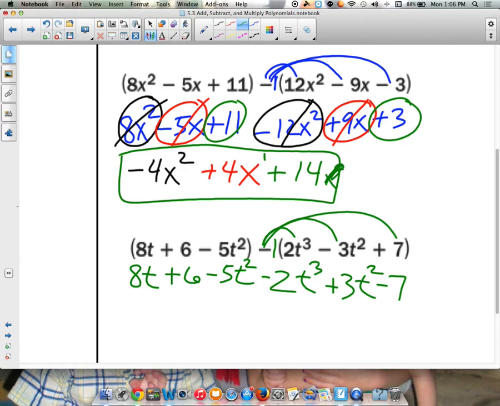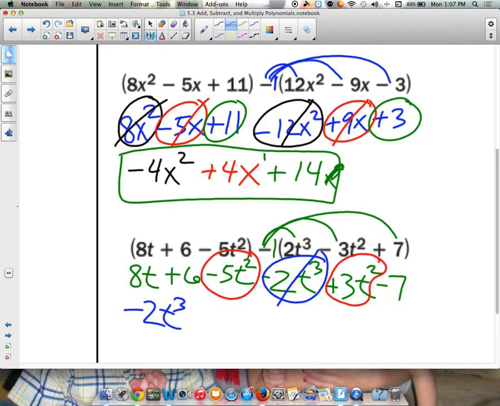So if I look at this one here, my largest exponent, if I look at the t's, would be this negative 2t cubed. All right? So I'm going to look for any like terms that it may have. If you look at all the terms, it doesn't have a like term. So I'm just going to drop it down. I'm going to put it first, negative 2t cubed. And then the next exponent after cubed would be squared. So I'm going to look at minus 5t squared, and it has a like term of plus 3t squared. So I'm going to combine those together. Negative 5 plus 3 is negative 2, and then it'll be t squared.